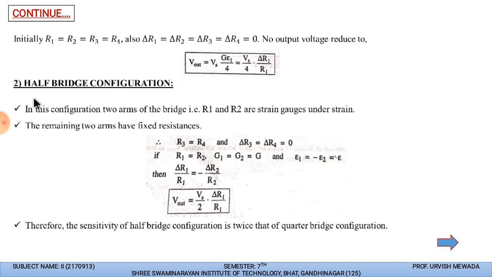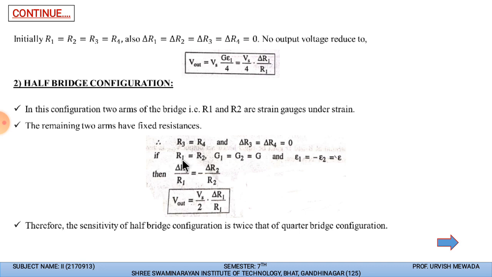Now the second configuration is the half bridge configuration. In the half bridge configuration, the arms R1 and R2 are the strain gauges under strain. In the previous case only R1 was the strain gauge, but now R1 and R2 are both strain gauges. The remaining two arms have fixed resistances, so R3 is equal to R4, and therefore delta R3 is equal to delta R4 is equal to 0.